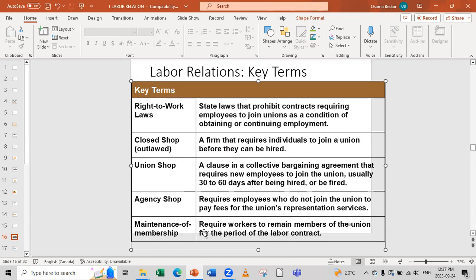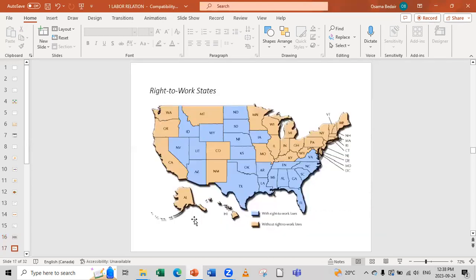Maintenance of membership requires workers to remain members of the union for the period of the labor contract. So as long as you are working, you have to keep being a member of the union. This we call maintenance of membership. Membership, you are joining the union. Maintenance, keep on joining the union. Okay.